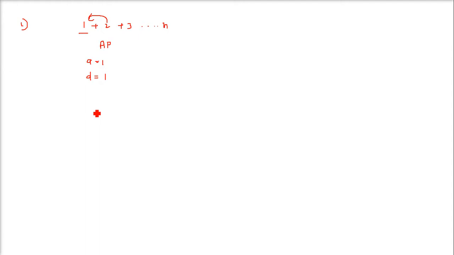Now the sum of n terms is n by 2, and inside this you can have a plus L. A is the first term, L is the last term, so it will be n by 2 into (a plus L), that is 1 plus n, which gives n into (n plus 1) by 2. So this is the sum of the first n natural numbers.